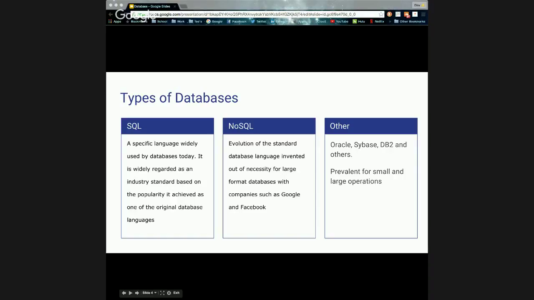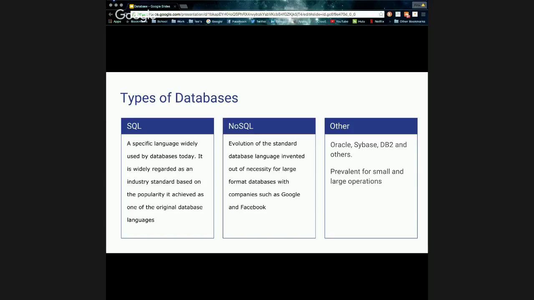NoSQL databases represent a whole different type of evolution of databases. And it's really come out of a necessity for huge user interface platforms, kind of like Google and Facebook. I mean, a standard database was not robust enough to handle the amount of users, the amount of inputs and outputs that a SQL database could handle. So they developed this, and it's kind of a term for not the standard, NoSQL.